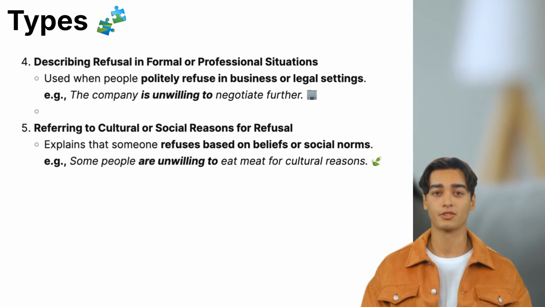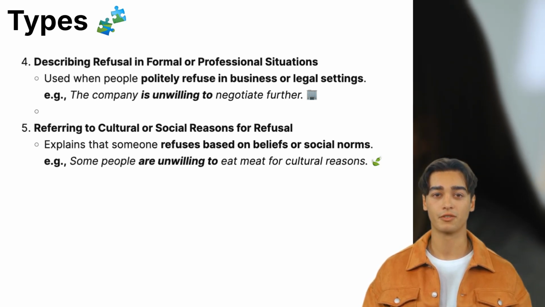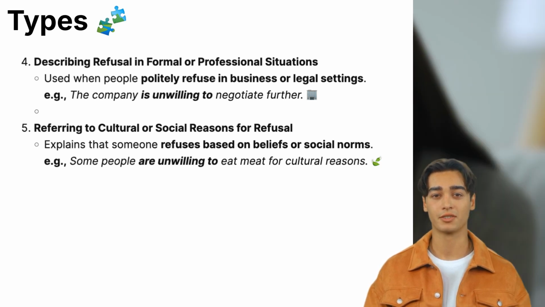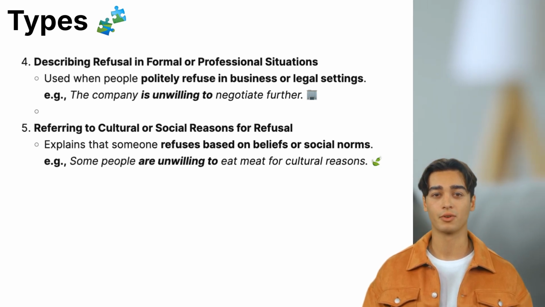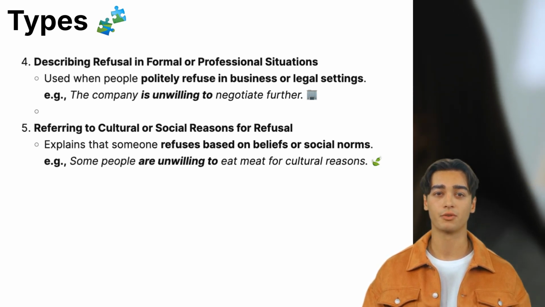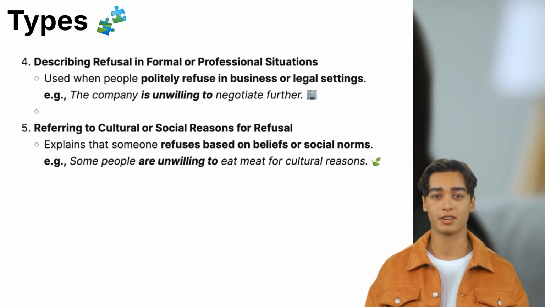5. Referring to cultural or social reasons for refusal. Sometimes, people refuse to do something because of their culture, social norms, or personal beliefs. Example: some people are unwilling to eat meat for cultural reasons. Their beliefs influence their decision. More examples: he is unwilling to break tradition. They are unwilling to celebrate that event.